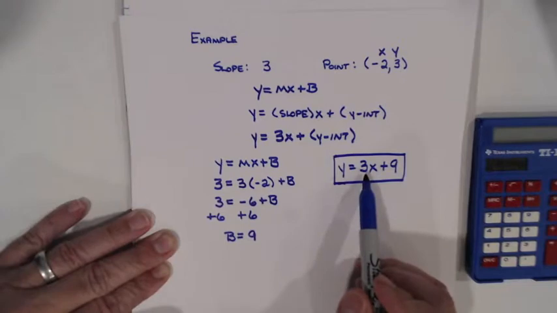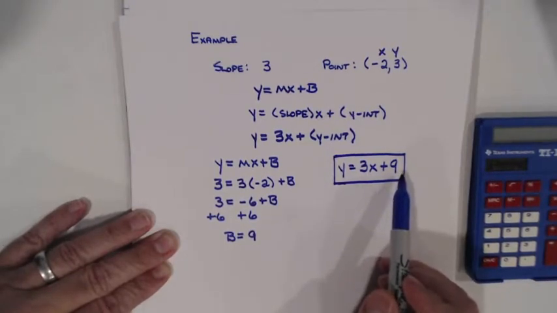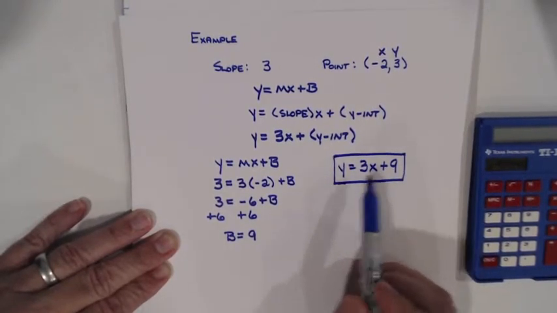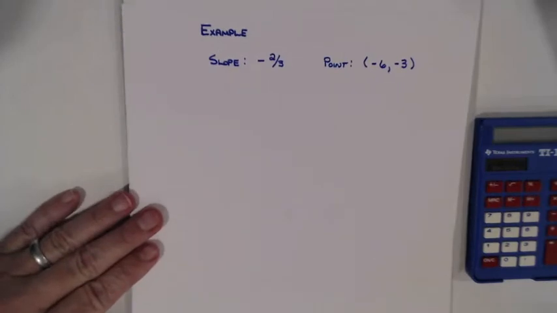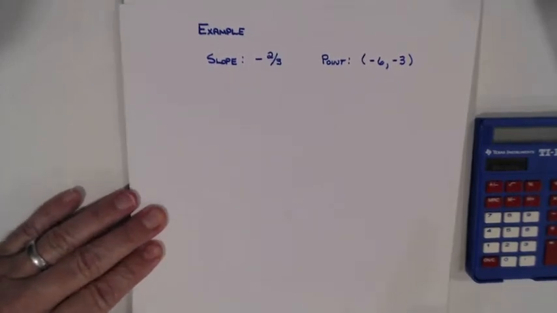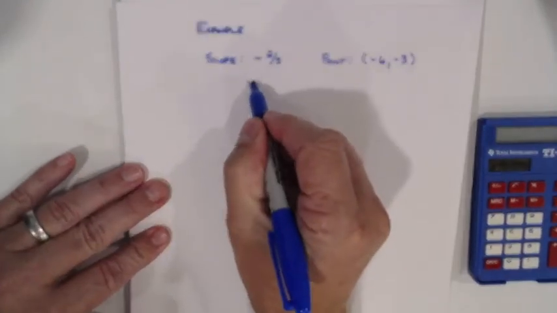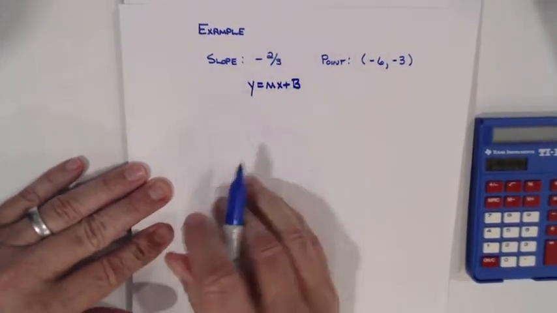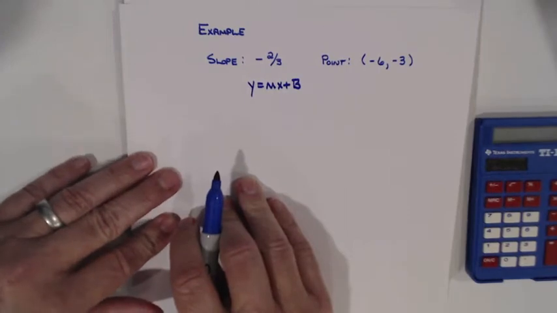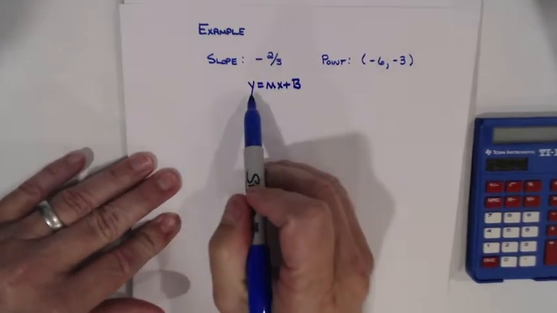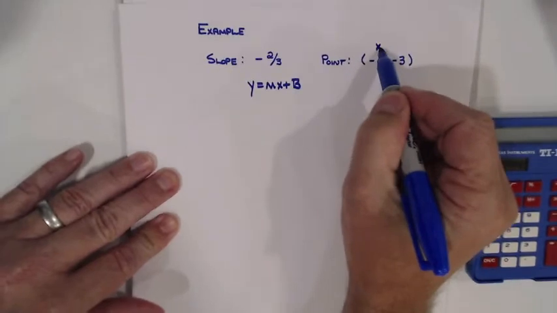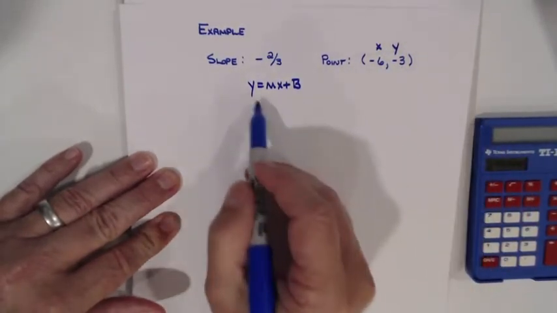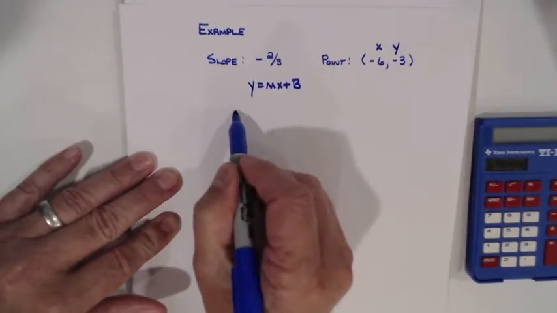Now, your slope and your y-intercept will not always be whole numbers. So I'm going to give you an example where you don't have all whole numbers in this. So let's look at this example. Again, I'm going to use this formula, y equals mx plus b. And I'm going to immediately start plugging in the information they give me. Remember, this point over here is an x and a y. Now I'm going to take that y and put it in this spot right here.